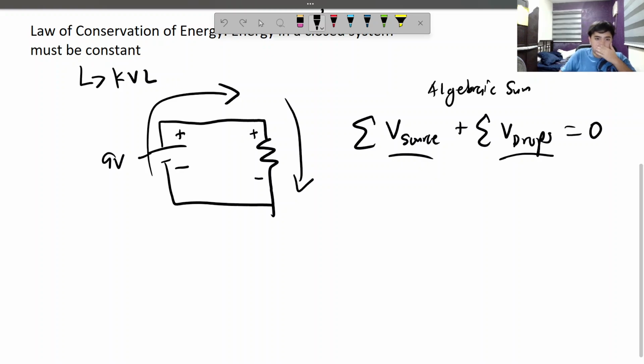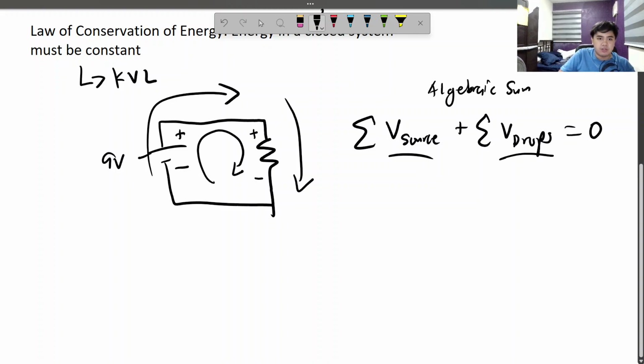So if you're going in a loop here, and let's say that going from negative to positive is a positive voltage, this means going through the battery is 9 volts, so positive 9 volts. And since going to the resistor, we have to go from the positive towards the negative, which is in our convention a negative voltage, this must be minus 9 volts. And this obeys Kirchhoff's voltage law. It doesn't matter what resistance this is, it still has a 9-volt voltage drop.